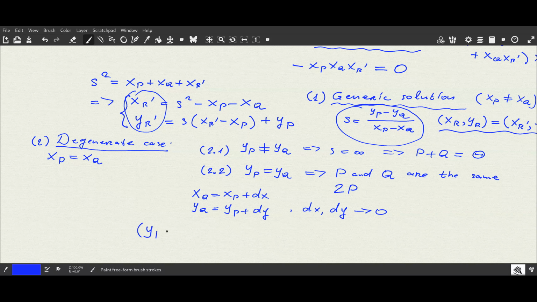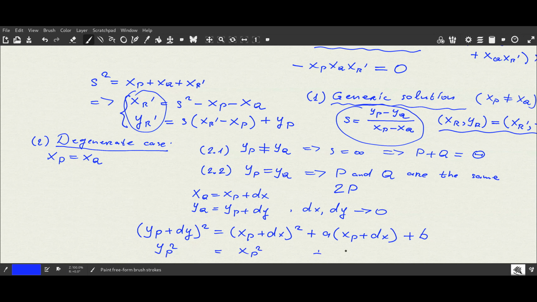Then we can say that (yp plus dy) squared equals (xp plus dx) squared plus a times (xp plus dx) plus b. And for yp squared itself, we have xp squared without dx, plus a xp plus b. Okay?